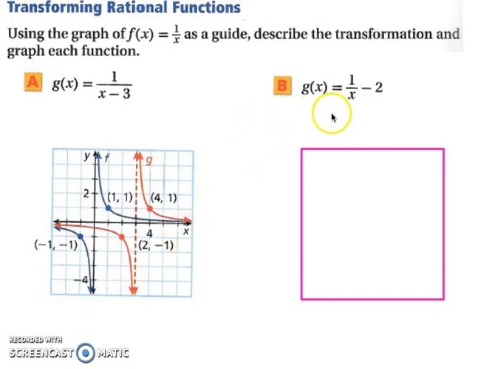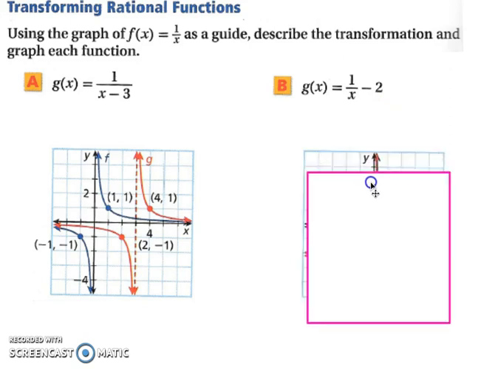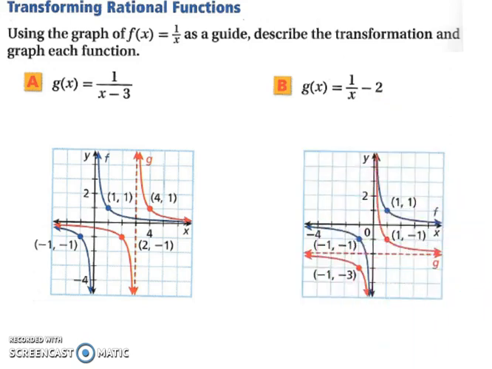Now let's try b: 1 over x, minus 2. This one just has a k value, and it's minus 2, so that means it's going to shift down 2. So it's going to be translated down 2, which it has.